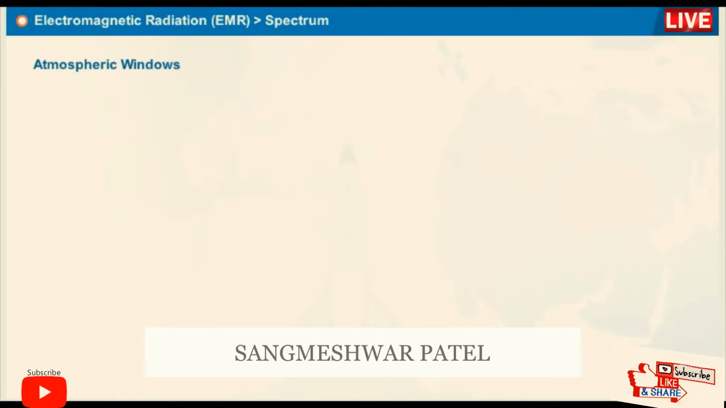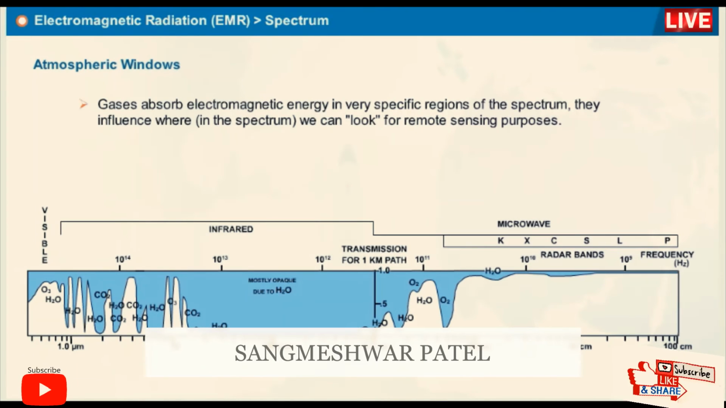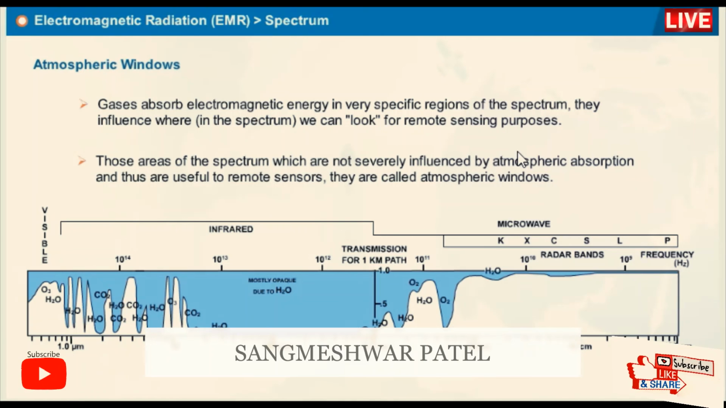Atmospheric windows. Gases absorb electromagnetic energy in very specific regions of the spectrum. They influence where, in the spectrum, we can look for remote sensing purposes. Those areas of the spectrum which are not severely influenced by atmospheric absorption, and thus are useful to remote sensors, are called atmospheric windows.